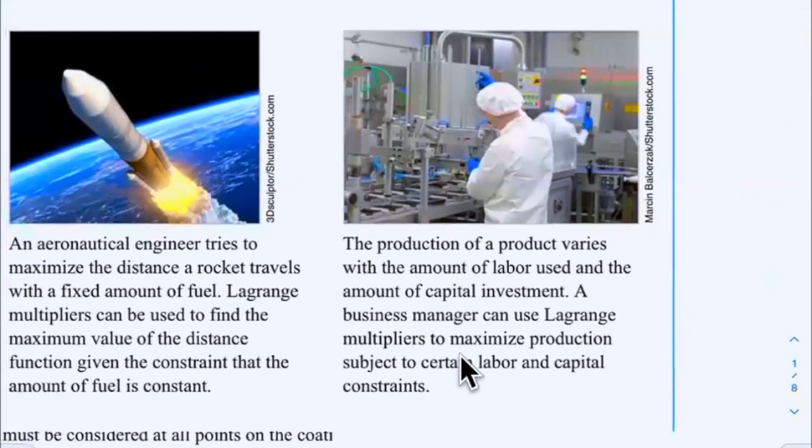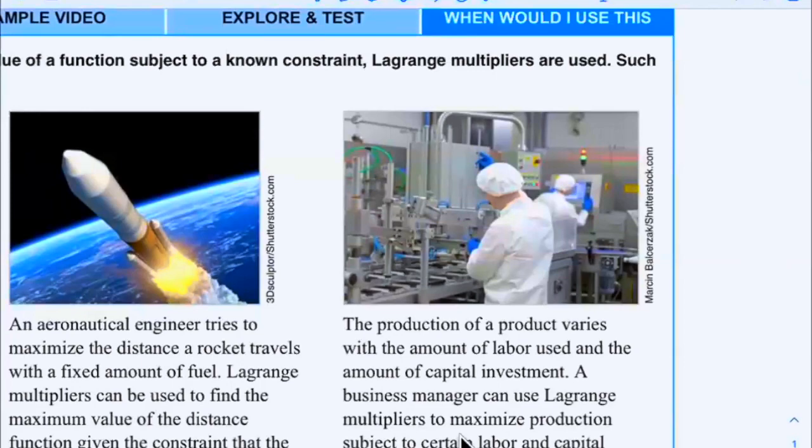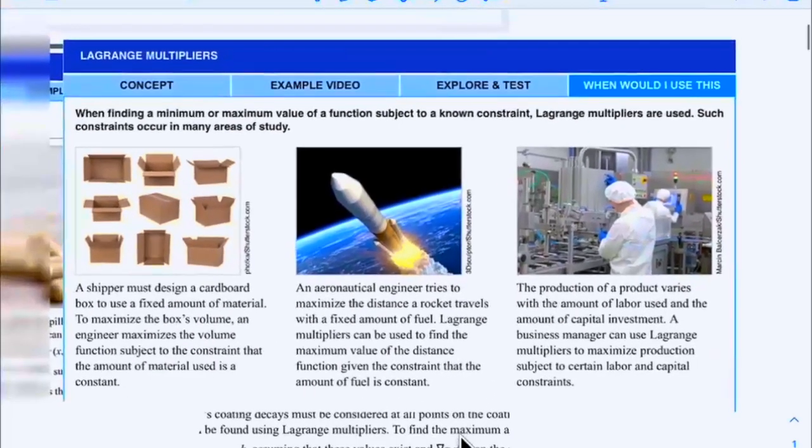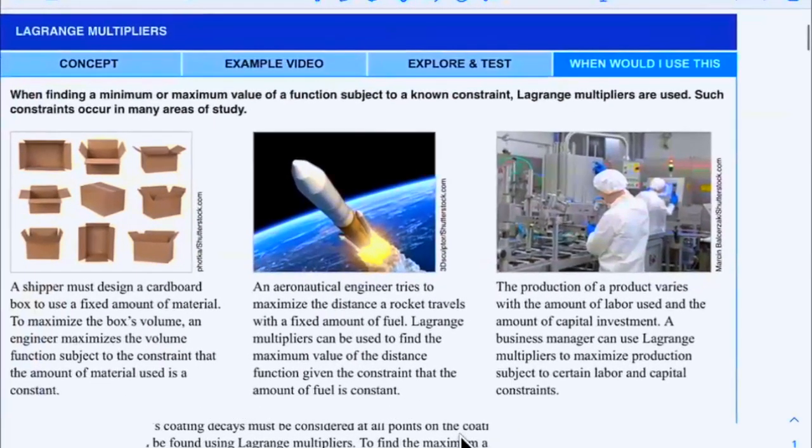The production of a product depends on the amount of labor used and the amount of capital invested. Economists use Lagrange multipliers to maximize production subject to certain labor and capital constraints. Great. Okay, so we use Lagrange multipliers. Those are some examples of how we use Lagrange multipliers in real life.